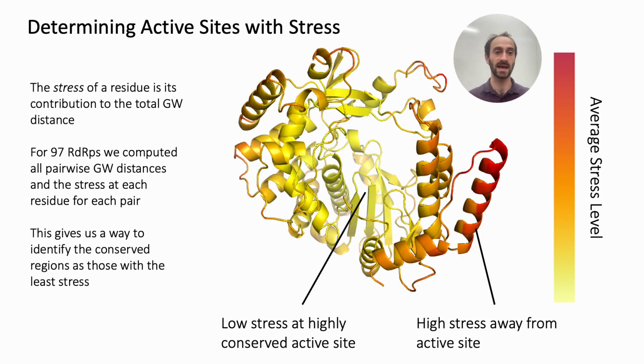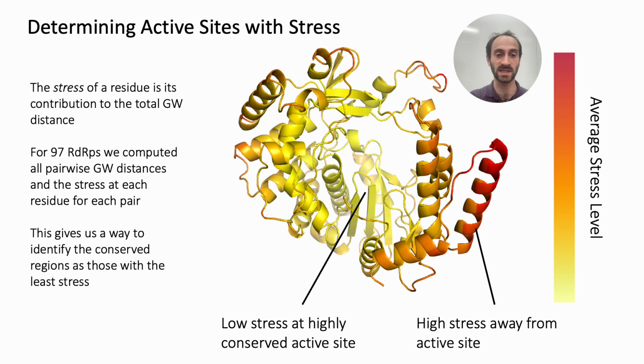The next task was to try to determine the active sites of the proteins based on stress. So for this, we start by defining the stress of a residue based on its contribution to the total GW distance. So sort of how much distortion comes from a particular residue for a given pairing. For 97 RdRPs, we computed all pairwise GW distances and the stress at each residue for each pairing. This gives us a way to identify the structurally conserved regions as those with the least stress.